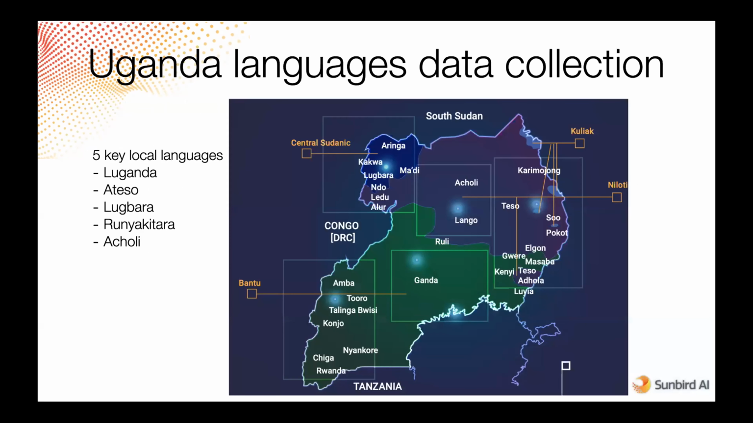And so how did we select from the subset of 43? We selected languages for which there is a regional dominance. If you look at this map, the languages we created are in those boxes. So you have Runyankitara, which is in the southwest box of the country. You have the central region, which is Luganda.